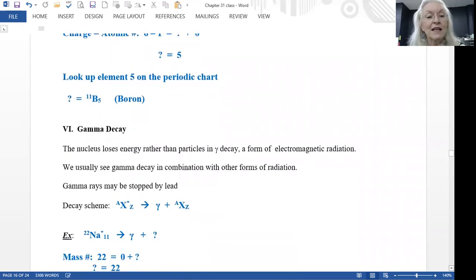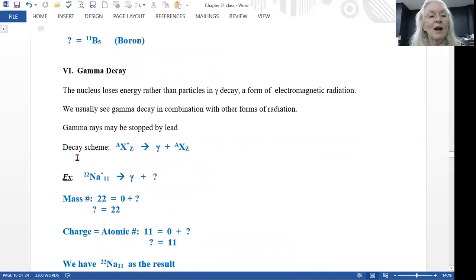Gamma decay, you do need to know about. So with gamma decay, you have an unstable nucleus. It's not so much the ratio of protons to neutrons, but it's just got a little too much energy. And so in gamma decay, gamma is a form of electromagnetic radiation, and the energy is just given off. Gamma rays are very dangerous. They can travel through lots of air, lots of water, lots of paper. However, lead can stop them, but you do want to be really careful.